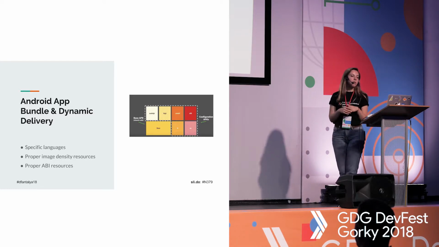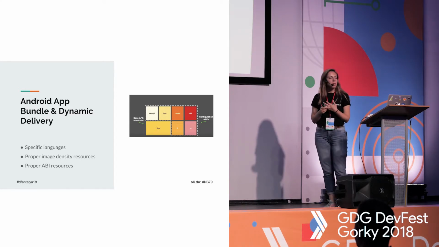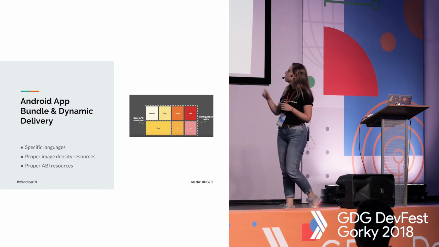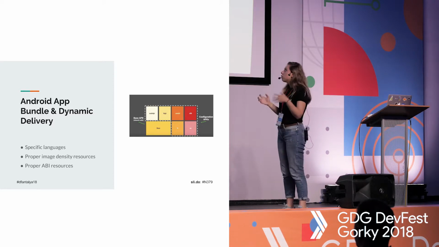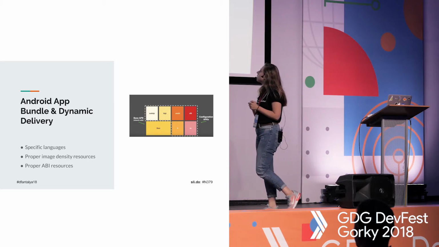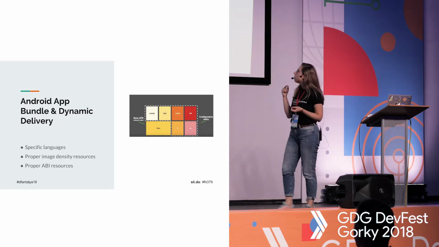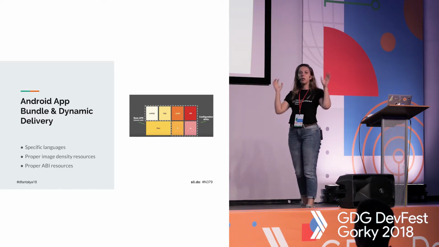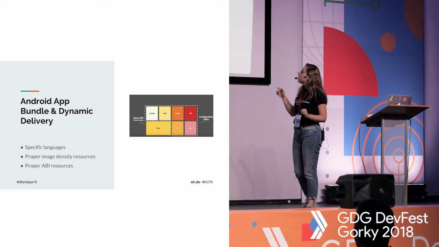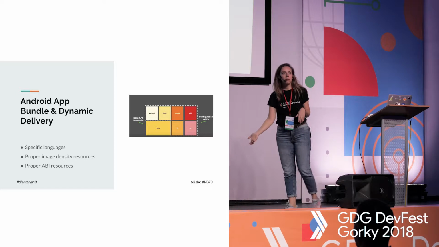It packages some small APKs for specific languages, image density, resources, and ABI. You will have one base APK, including all the common code for each device. And let's say your application supports French and English, then there will be one French APK under that package, and another APK for English, different APKs for the supported ABIs, and also supported image densities.